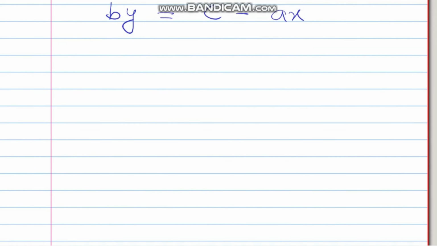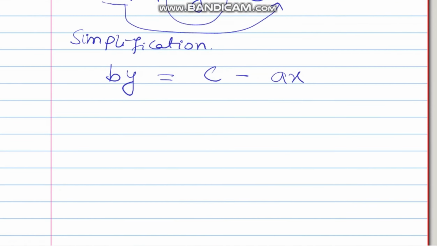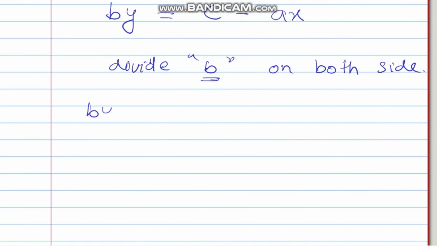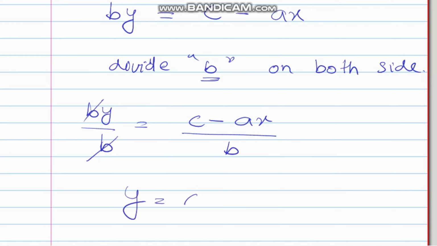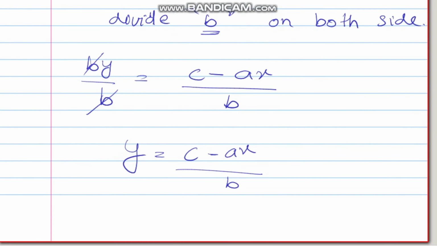Now what will be the next step? Just divide by b on both sides. It is again a very easy question. So by divided by b is equal to (c minus ax) divided by b. The b will be cancelled out and we will get y is equal to (c minus ax) divided by b. This will be our answer.